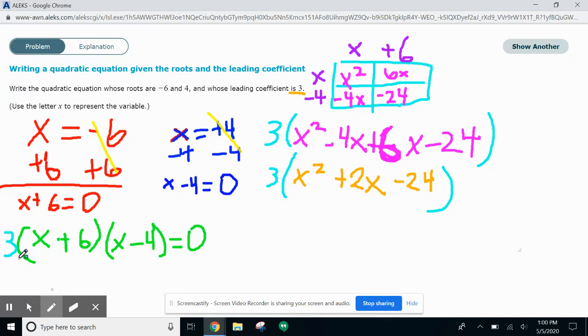Or I can kind of do what I did here. Left the 3 out the side, multiplied these two all together, and left the 3 at the end. Could have multiplied with this, and then multiplied. It doesn't matter the order.